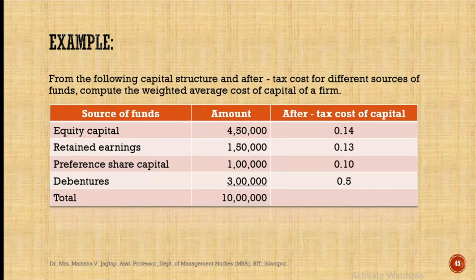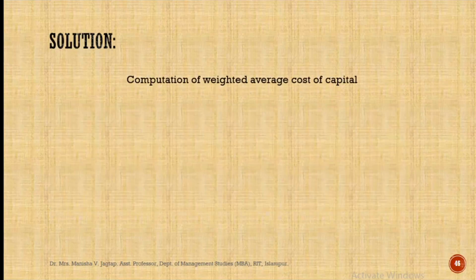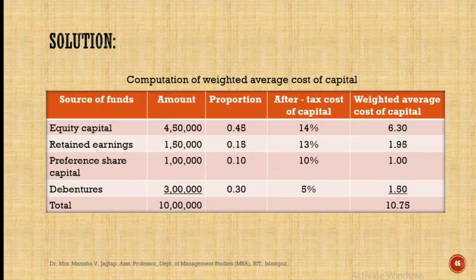Then the next information is given concerned with the cost of capital. In percentages, it is 14%, 13%, 10%, and 5%. So by using this information, we will compute the weighted average cost of capital. Let us solve this example. Computation of weighted average cost of capital, and here is the table concerning the same. You can see two more columns added here, that is, proportion and weighted average cost of capital.